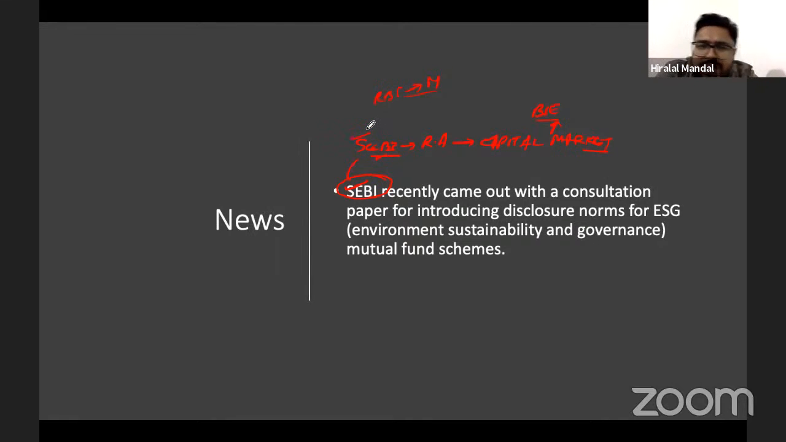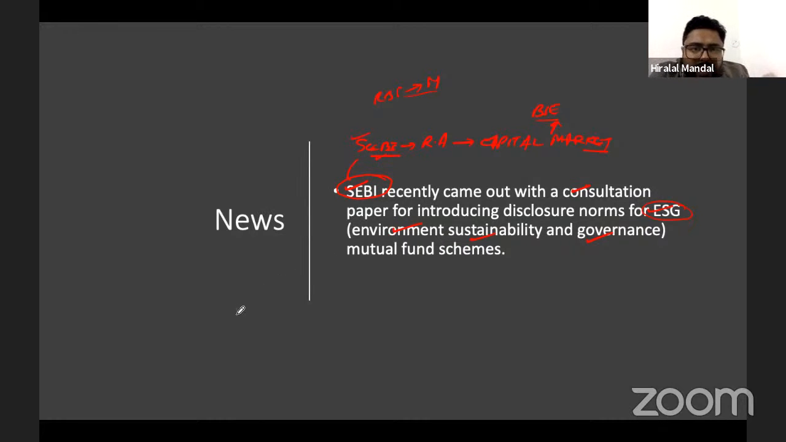So what SEBI has done is come out with a new paper, that is a consultation paper. It is related to ESG mutual fund schemes. There is a mutual fund scheme that is being created, and it is named ESG, that is environment, sustainability and governance, as I said. It has come out with a consultation paper where it has talked about the disclosure norms for ESG mutual funds.